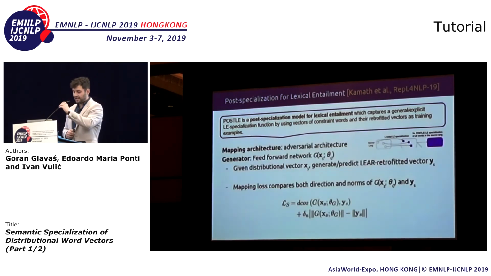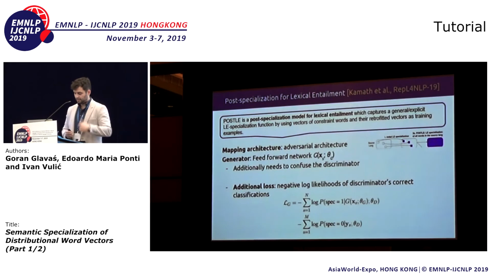And again, you can make the post-specialization adversarial, in the sense that instead of just learning the mapping between the distributional and retrofitted vectors, you can add a discriminator that is trying to guess whether a vector came by being mapped, being projected, or it was a true retrofitted vector that came directly from Lear. And if you have a generator that, other than minimizing the distance after projection, also tries to confuse the discriminator, you get better results. Okay, this is just the losses of the adversarial model.